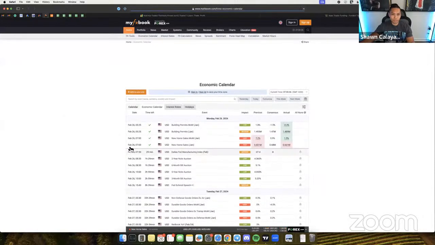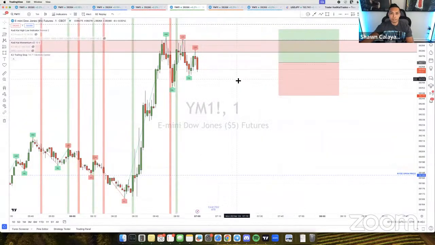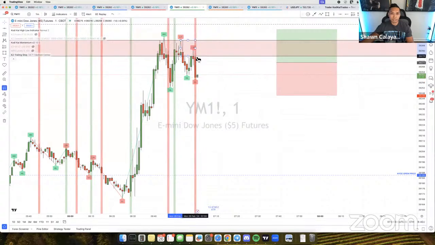So new home sales month over month was positive actually. And the new home sales for January was slightly negative. So it didn't really change very much. But that is the PRV entry right there. Now we're looking for the breakout V3 entry, which might happen right here.